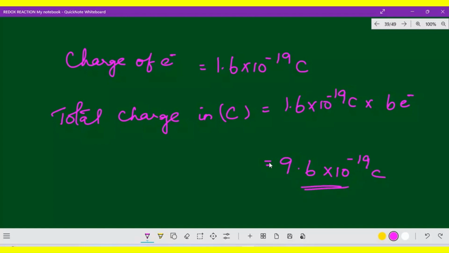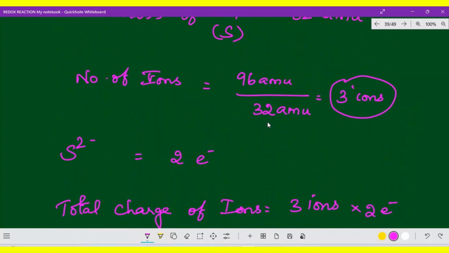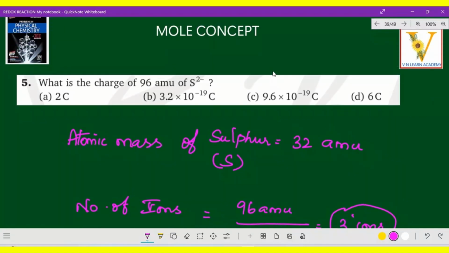I hope you got the clarity. How do we go for this? Okay, this is very simple. Come on, what is the answer? Here 9.6 into 10 to the power of minus 19 coulomb. Option C is the correct option. I hope you got that idea. How do we go for it? Come on, let's go to the next question.